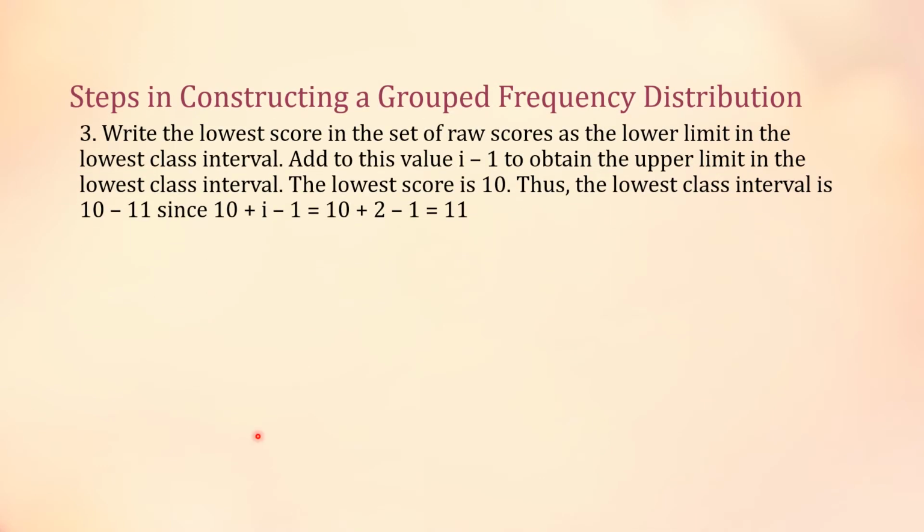Next, step 3: write the lowest score in the set of raw scores as the lower limit in the lowest class interval. Add to this value I minus 1 to obtain the upper limit in the lowest class interval. The lowest score is 10, thus the lowest class interval is 10 to 11. Since 10 plus I minus 1, or 10 plus 2 minus 1, is equal to 11.